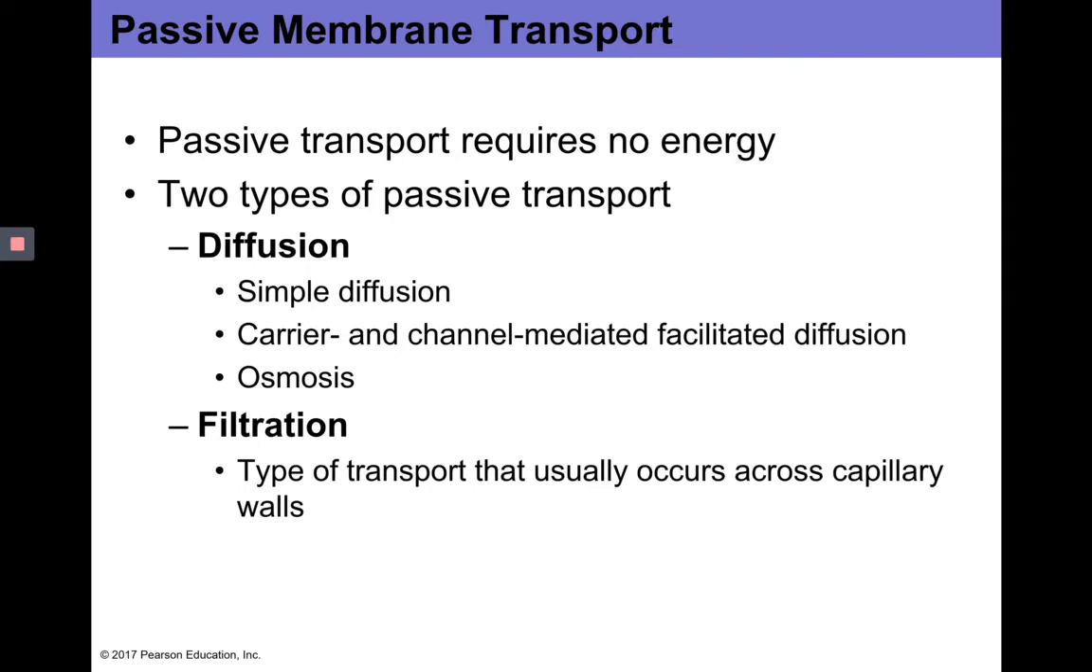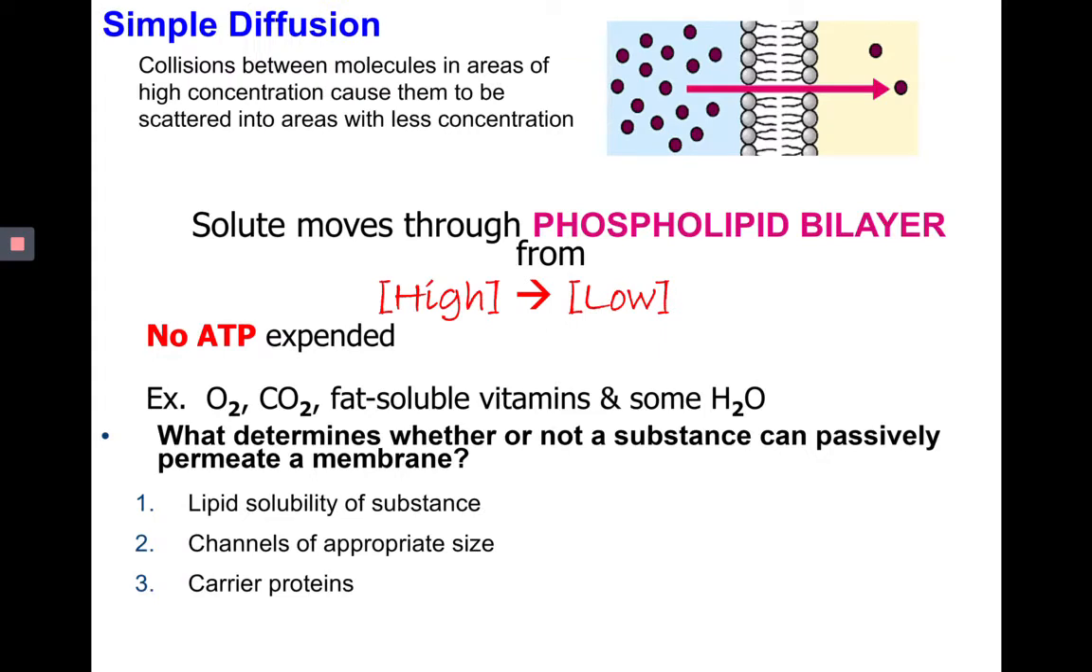What we're not going to pay a lot of attention to in this chapter, but you'll talk about later in Anatomy and Physiology, and especially in Anatomy and Physiology 2, is filtration, which is also a type of transport, and that usually occurs across capillary walls, usually because of pressure gradients. Whereas we're concerned with passive and active, we're concerned with our concentration gradients. So pressure gradients can also play a role. So let's look at the different types of diffusion. We have simple diffusion, and again, it's simple.